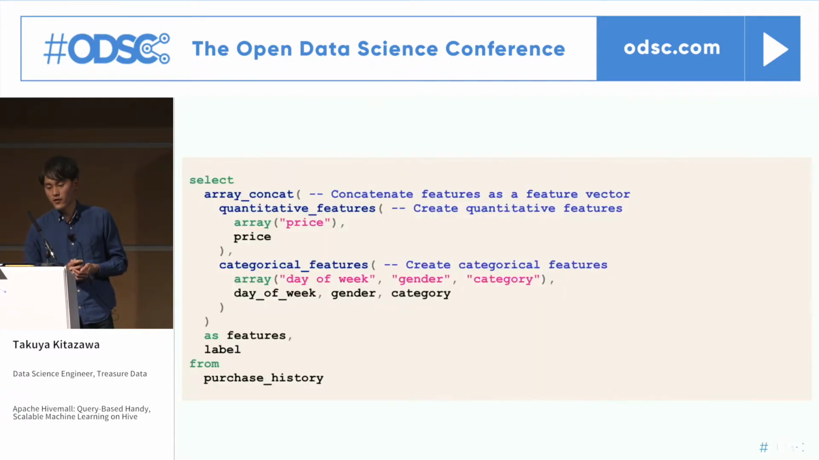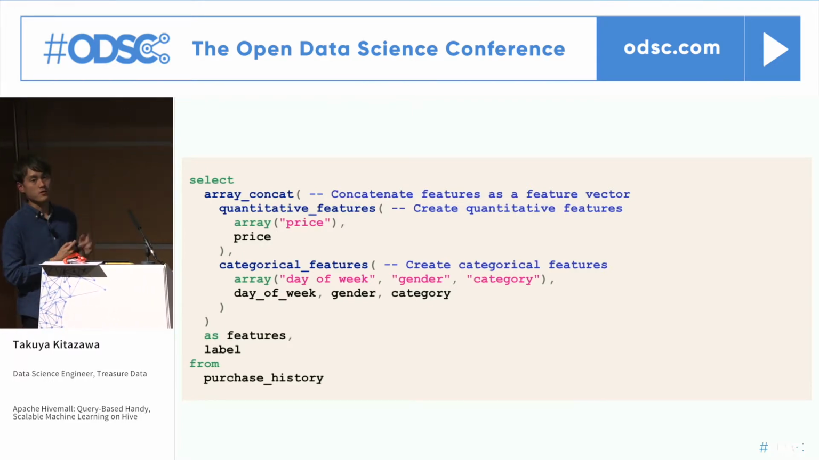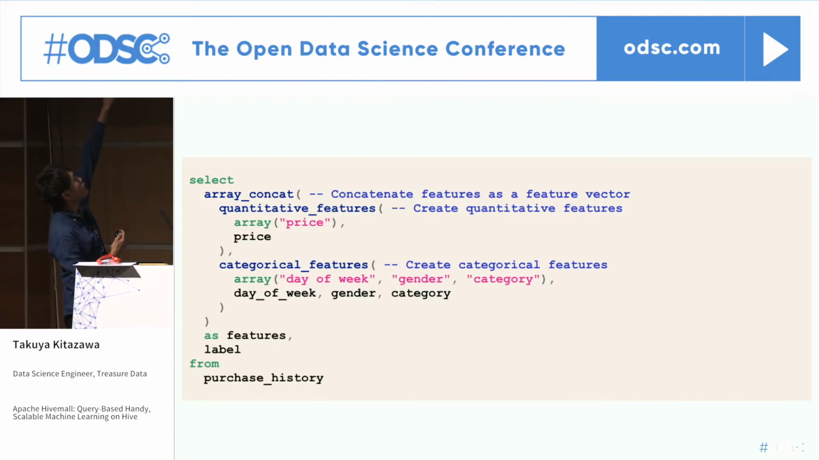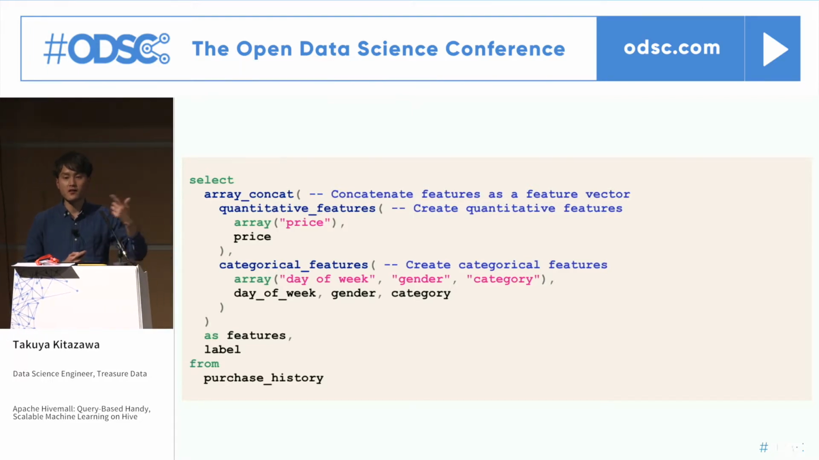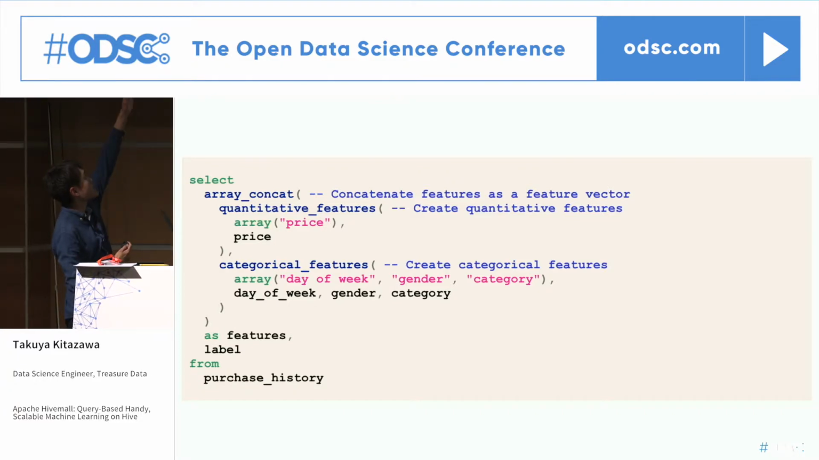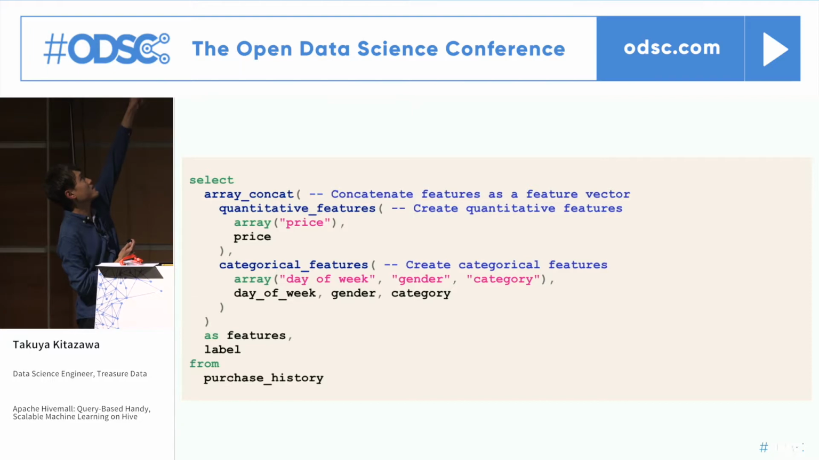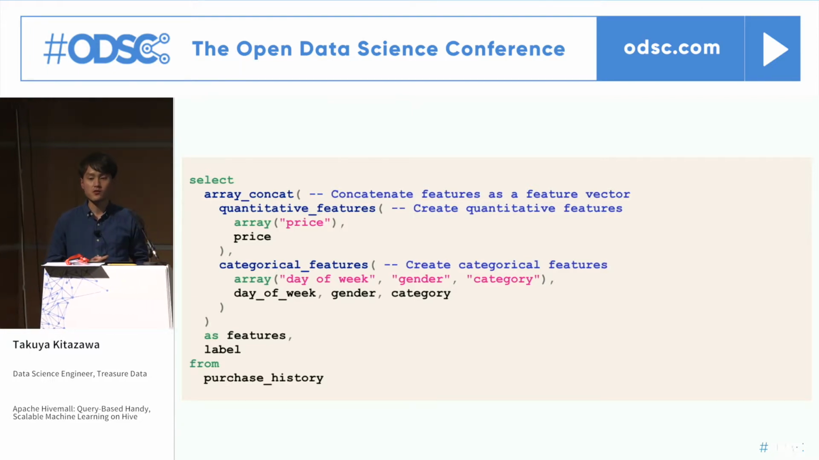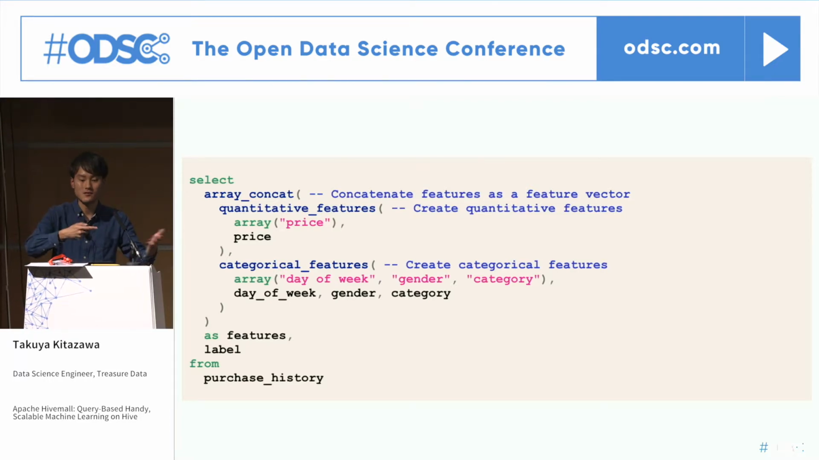So feature engineering can be done like that. Select from purchase history. We are focusing on the purchase history table. And here we are calling two functions that I explained before, quantitative features and categorical features. For quantitative features, we have price. So there is only one feature name, price. And the second argument is the name of the column. So we want to use the price column for a feature named price.